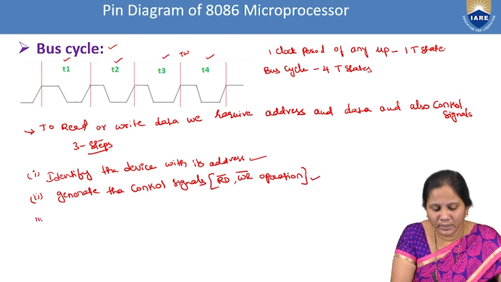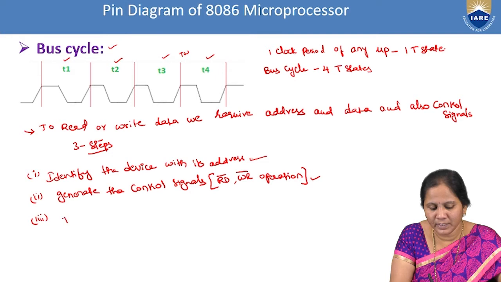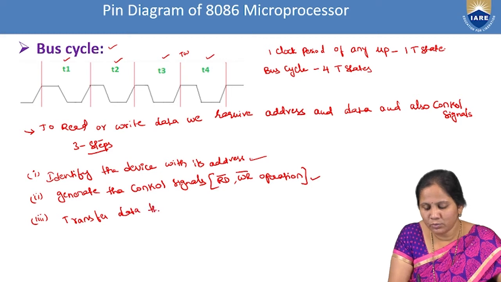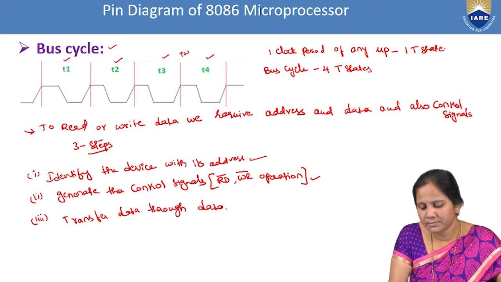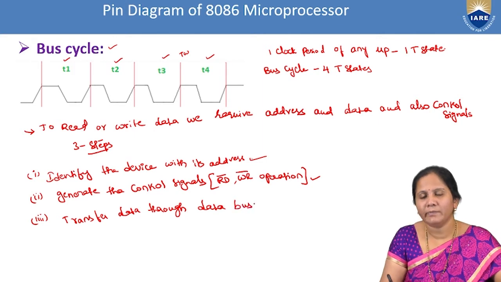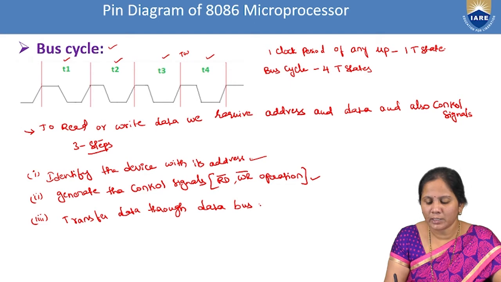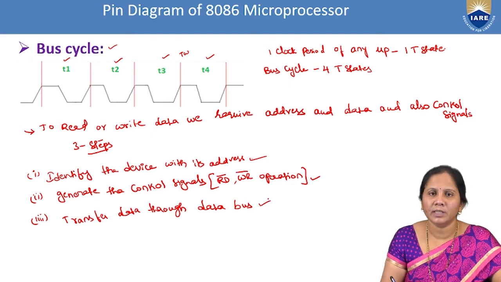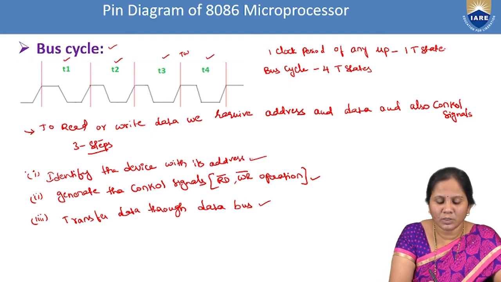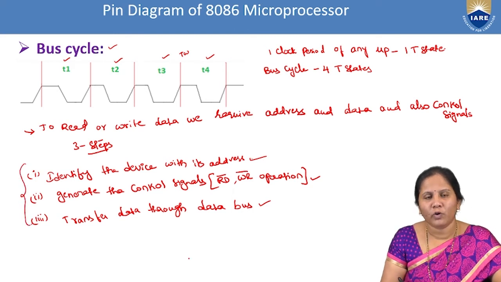The next step is to transfer data through the data bus. After the control signals have been generated, the next step is to transfer the data by using the data bus. So these are the 3 important steps that should be followed.